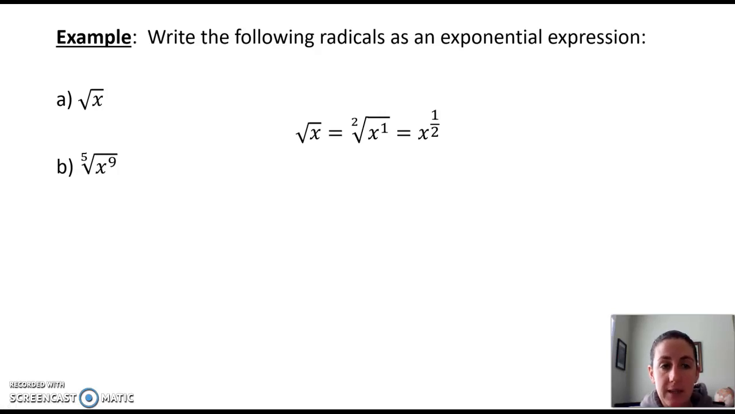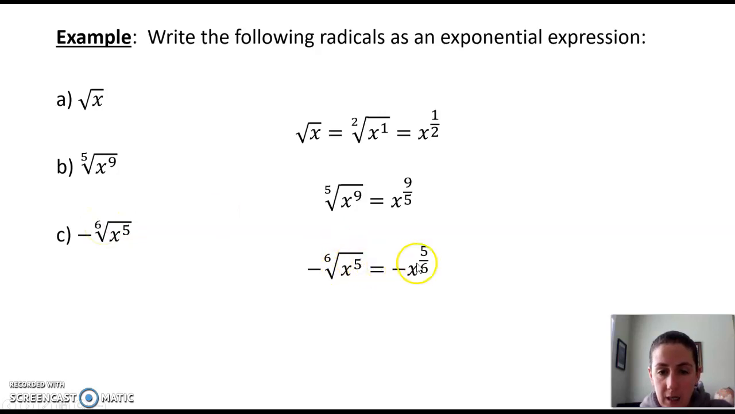The 5th root of x to the 9th: again, the exponent is going to be your numerator, which is 9. The root is going to be your denominator, so this will be written as x to the 9/5. Notice for this one, the negative 6th root of x to the 5th, this negative is on the outside, so that's not part of the actual radical. So when I take this exponent as my numerator and that root as my denominator, in the 5/6, I leave that negative outside of parentheses because it's not included in the radical, so it's not included in the exponent.